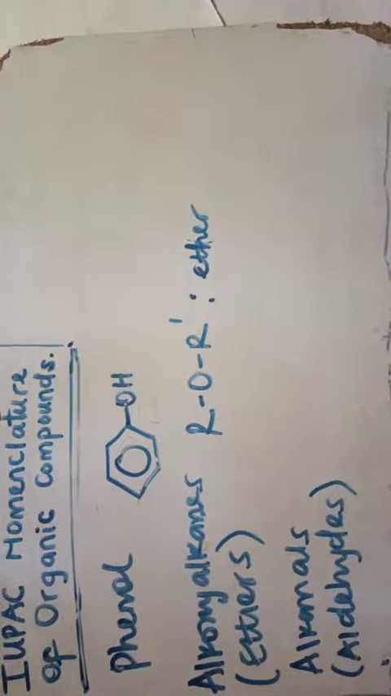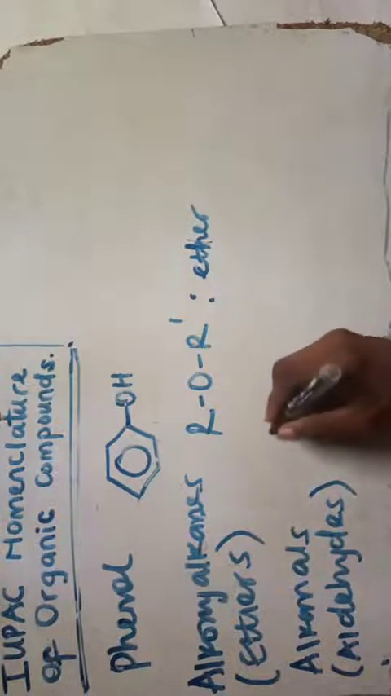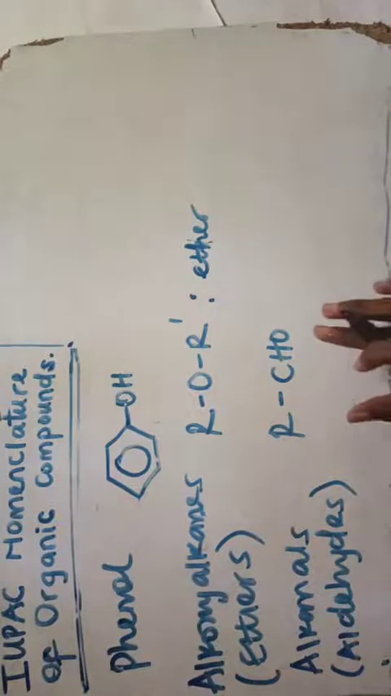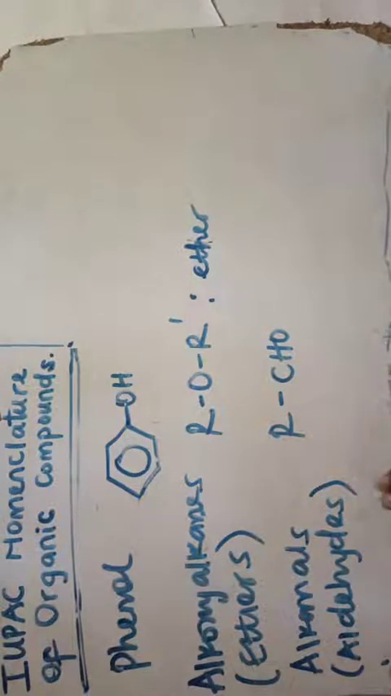Aldehydes. Now this aldehyde, you have it as just simply R-CHO. This is the molecular formula representation. Now if you want to draw the molecular structure for an aldehyde, pay attention: first thing, your R is a branch.